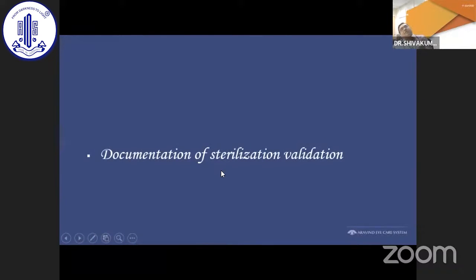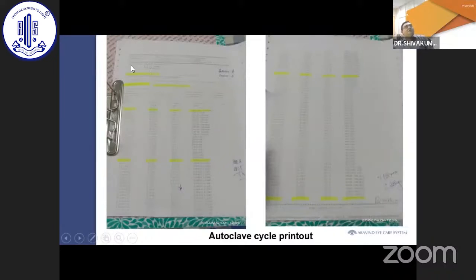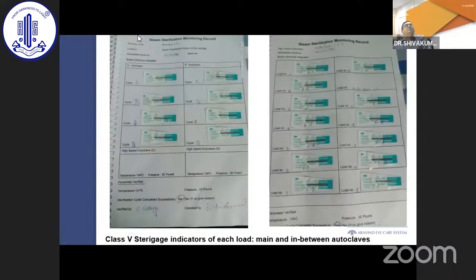Now, documentation of sterilization validation is probably the most important when it comes to finding out deficiency in sterilization. So here is the printout from the automated autoclave, and you can see that the different cycles have been marked out. And the operator has found out if the minimal temperature is above 121, and if the fluctuation between the highest and the lowest temperature is within 2 degrees centigrade. It is signed by the operator and countersigned by the CSSD in charge. This is a register containing the steam sterilization monitoring.